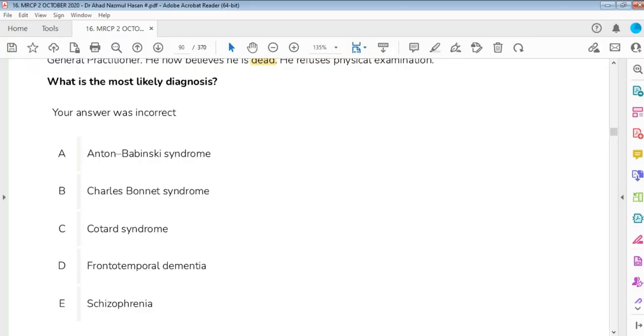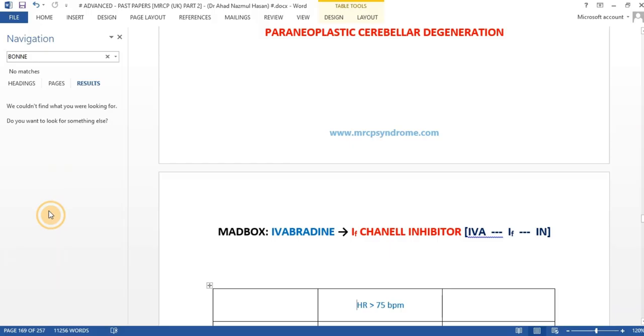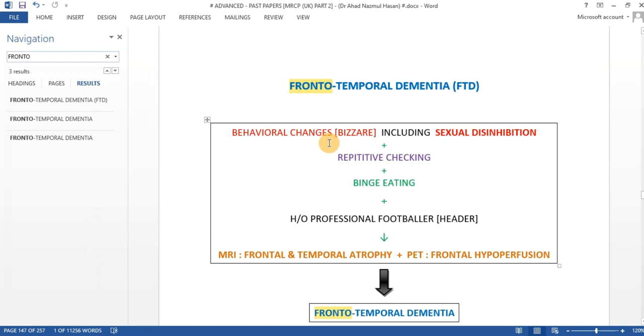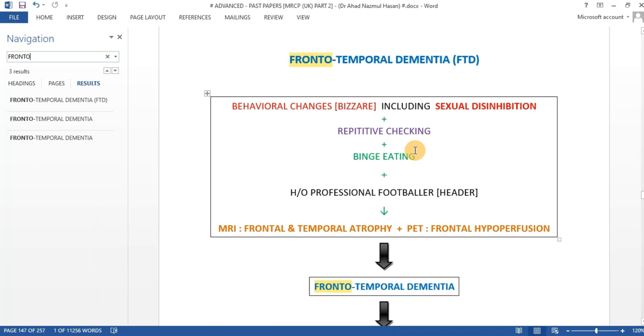And what should be the findings in case of frontotemporal dementia, FTD? Personality changes and irrelevant behavior. Disinhibition, yes. Sexual disinhibition. There should be a bigger pattern of behavioral changes, including sexual disinhibition, often with repetitive checking, binge eating, and often they give the history of professional footballer, like the header.